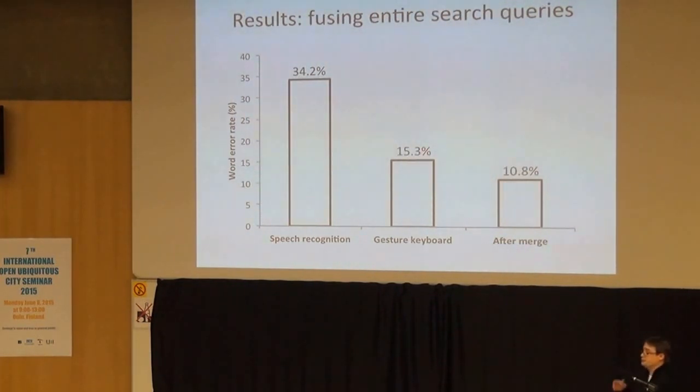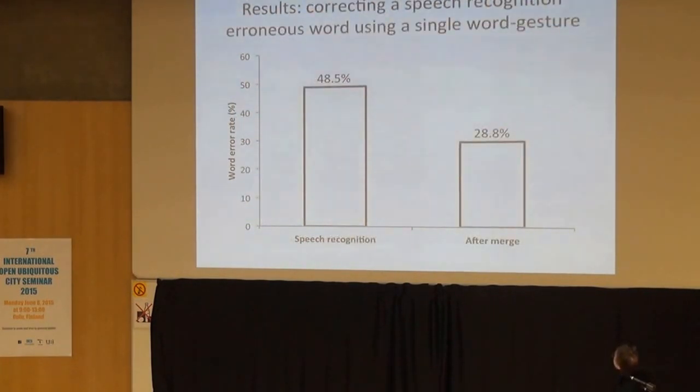You can also do this for search queries. Search queries are more difficult than sentences because there's less context. A typical search query will consist of one or two words. If you merge the two together, you similarly see a substantial reduction in word error rate.